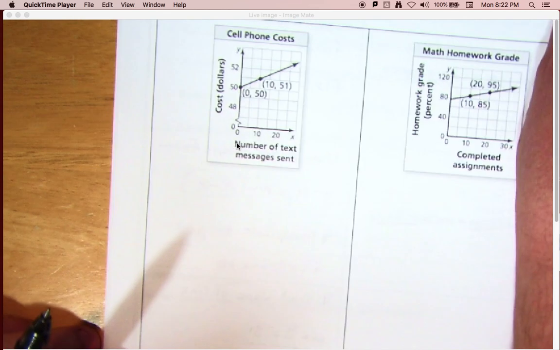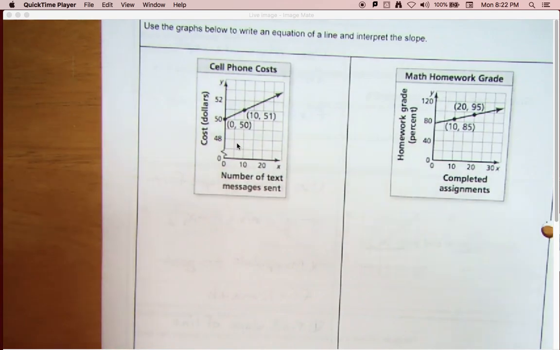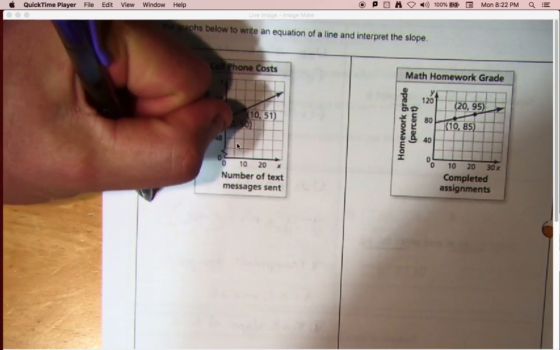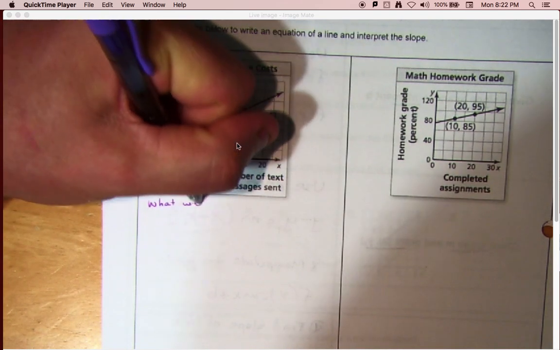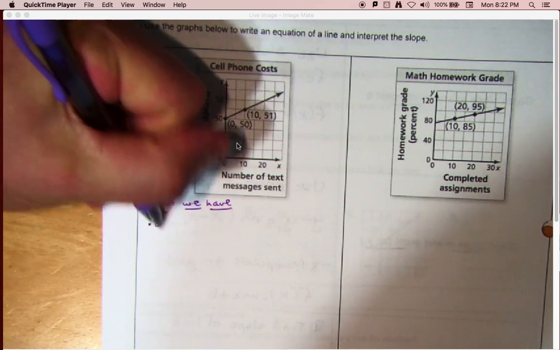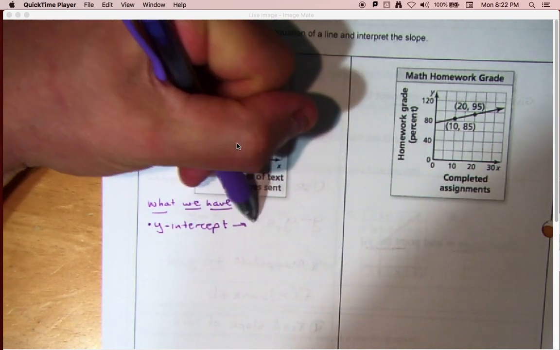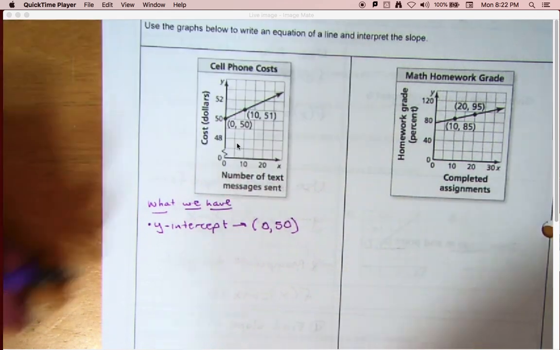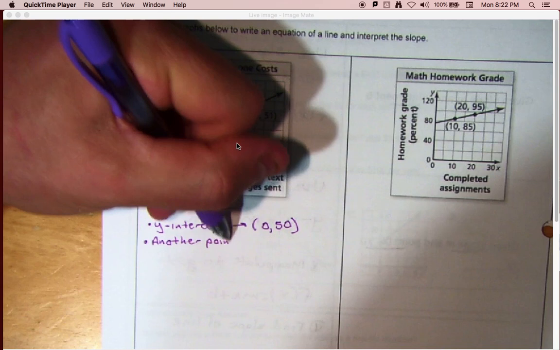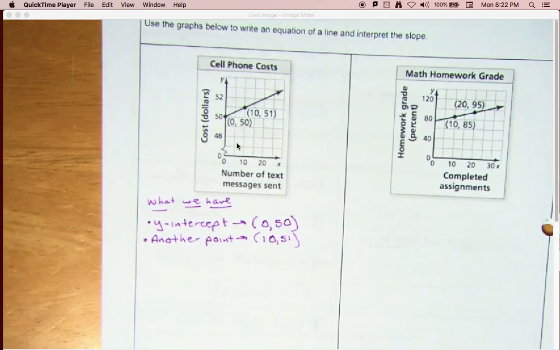If you look at this first example, the cell phone costs, the instructions say to use the graph below to write an equation of a line and interpret the slope. So the first thing we have to do is write an equation. Let's identify what we have. First off, this (0, 50) is your y-intercept. So we know we have the y-intercept, and it has a value of (0, 50). And we also have another point, and our other point is (10, 51).